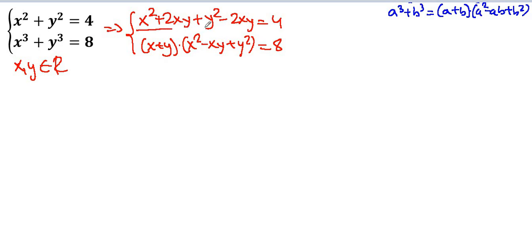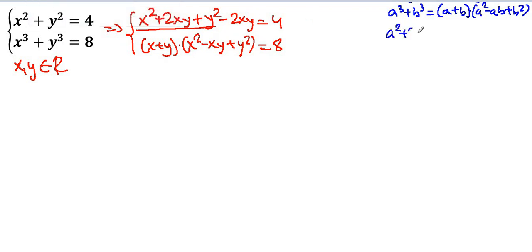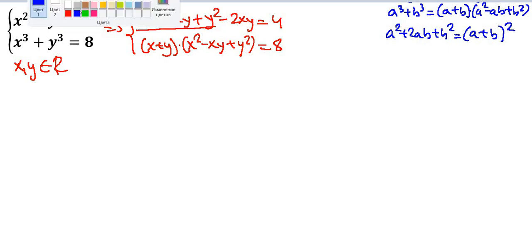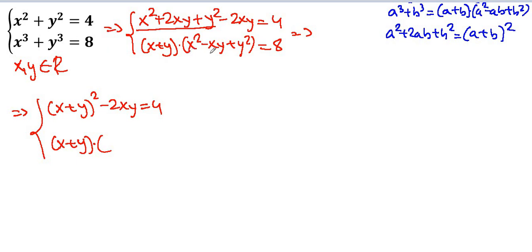And we see that these three terms form a perfect square. So using the following formula I can express the perfect square. We know that a squared plus 2ab plus b squared is always equal to a plus b to the power of 2. So therefore this system is equivalent to, in the first equation, x plus y to the power of 2 minus 2xy is equal to 4, and the second equation is x plus y times, so I can here also get a perfect square.